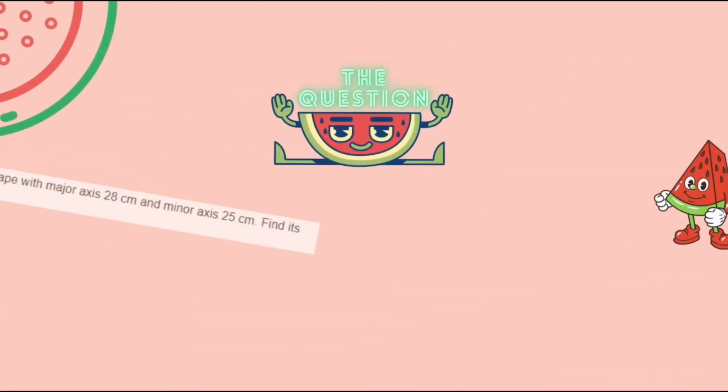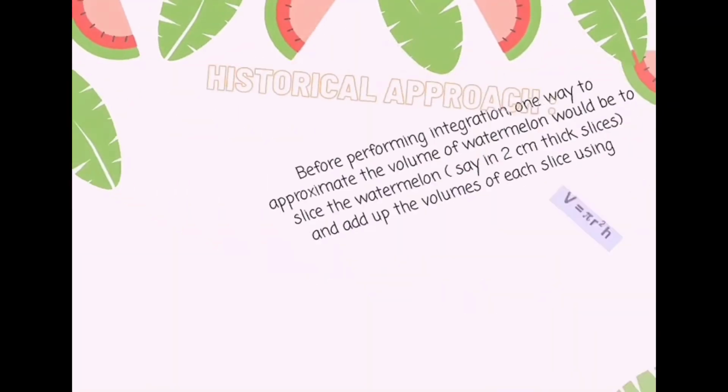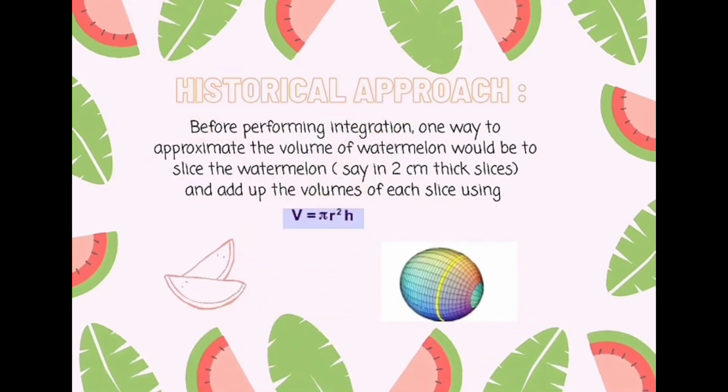The question is, a watermelon has an ellipsoidal shape with major axis 28 cm and minor axis 25 cm. Find its volume. Hi everyone, today I'll be discussing how to solve question number 3. Before we get into the calculation step, which is the most interesting and tricky part of this chapter, I would like to give a very brief explanation on how we are going to solve this question.